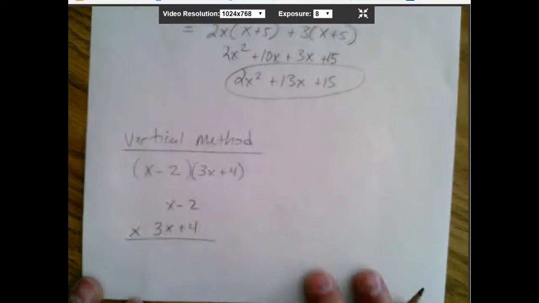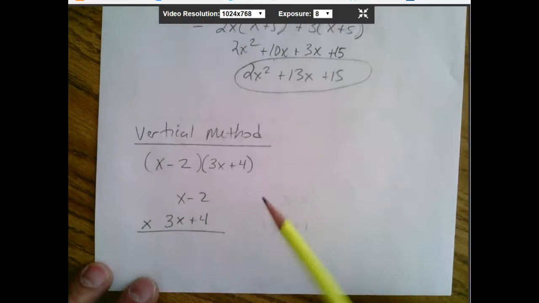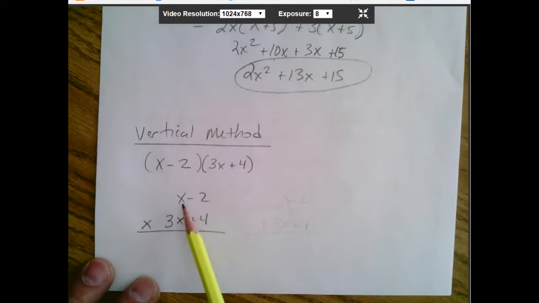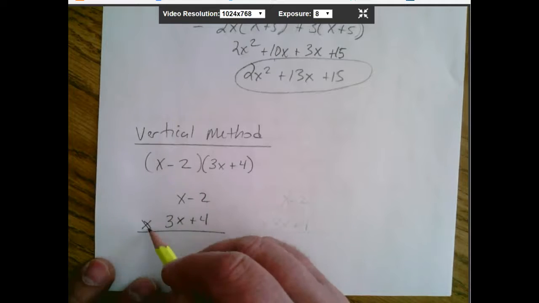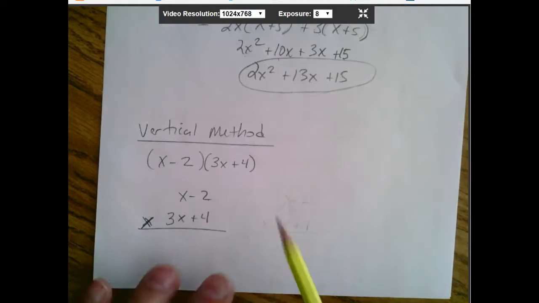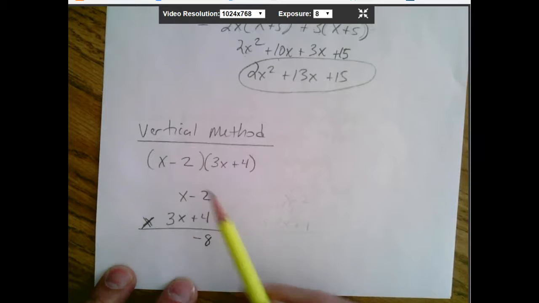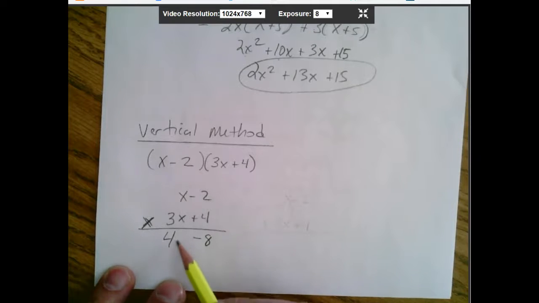Then we have the vertical method. Okay, so here instead of doing it across, we do it up and down. We put one of them on the top and the other one on the bottom. We're going to times them, right? And we just do one at a time. So 4 times negative 2, that's going to be negative 8, and then 4 times x is 4x. So 4x minus 8 is what we get for that.